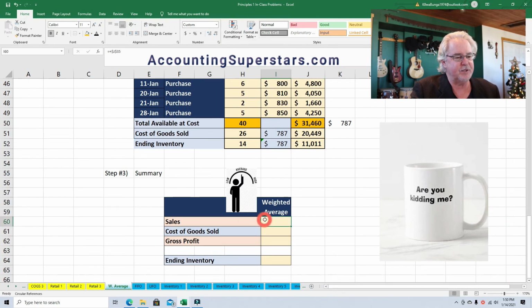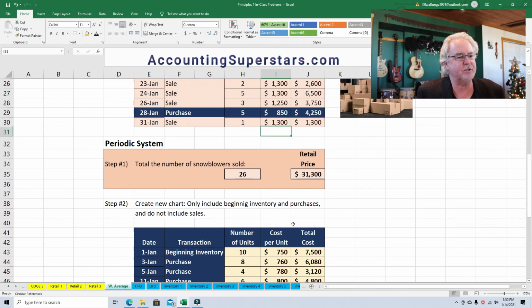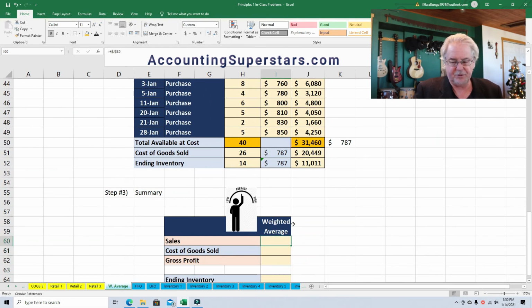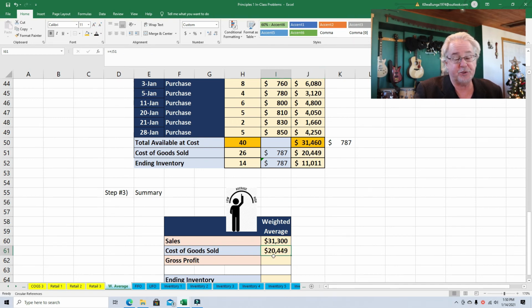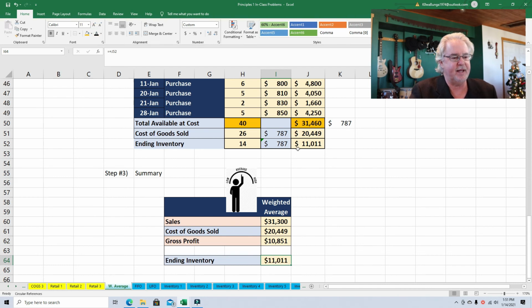So what I'm going to do is make a little summary table. The sales, coming from the upper chart here, were 31,300. So let me put that number down here. Cost of goods sold was 20,449. Got it right from up here. And so therefore the gross profit is simply sales minus cost of goods sold, 10,851. So there it is. And finally, our ending inventory, which will show up on our balance sheet, is $11,011.